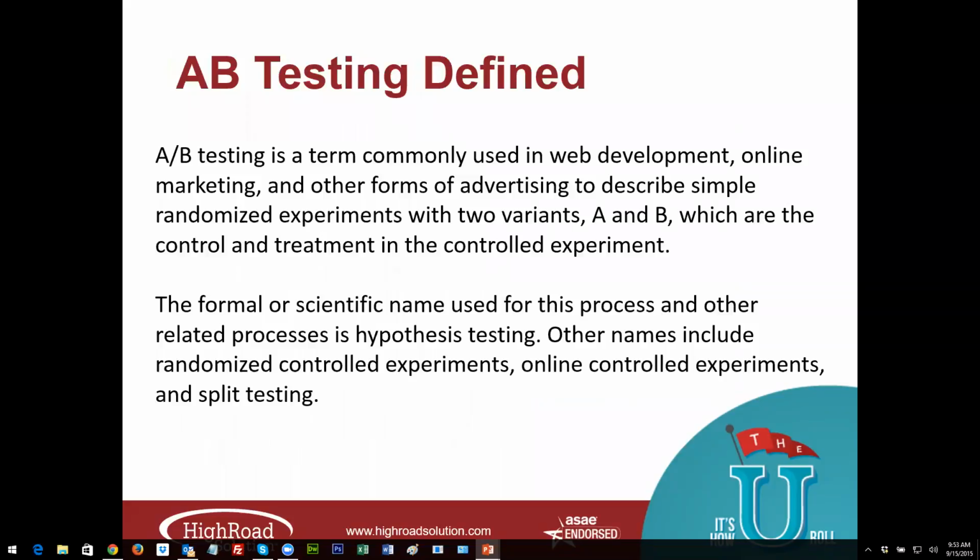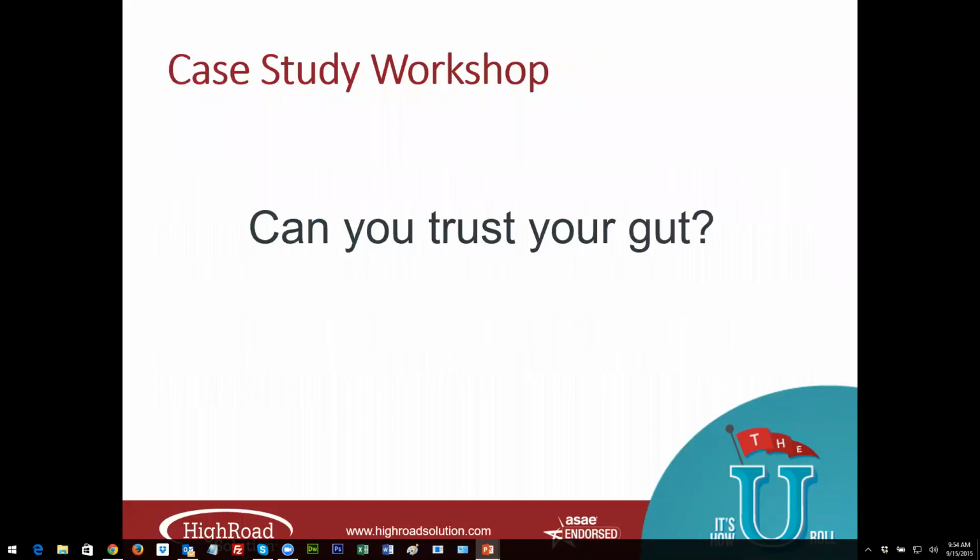A/B testing is a term commonly used in web development, online marketing, and other forms of advertising to describe a simple randomized experiment with two variants, an A and a B, where one is the control and one is the treatment in the controlled experiment. The formal or scientific name used for this process and other related processes is hypothesis testing. Other names include randomized controlled experiments, online controlled experiments, and split testing. But for all practical purposes, A/B testing is the term to use for email marketing.